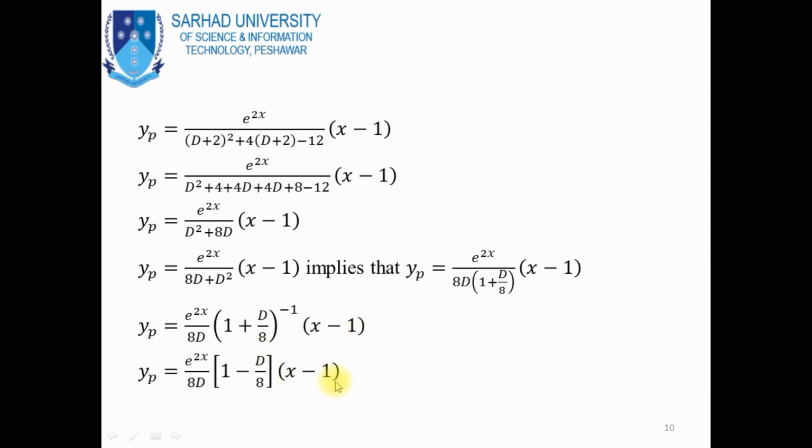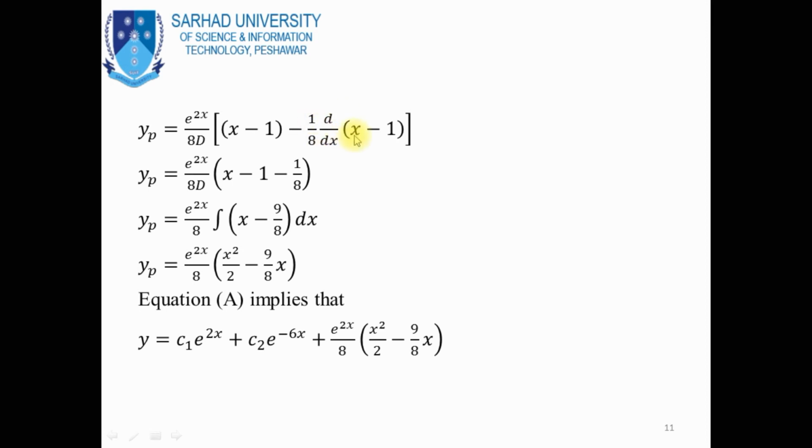Now multiplying x minus 1 into 1 and into d by 8, you see over here d means the derivative of this polynomial with respect to x. The derivative of x minus 1: the derivative of x is 1 and the derivative of 1 is 0, so 1 multiplied by minus 1 over 8. Now 1 over d means the integration, and 1 minus 1 over 8 is equal to 9 by 8. So the integration of x is x square by 2, and the integration of 9 by 8 is equal to 9 by 8 into x.